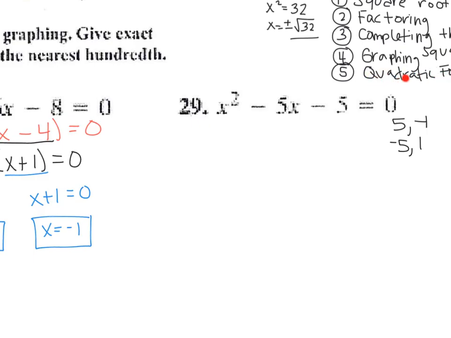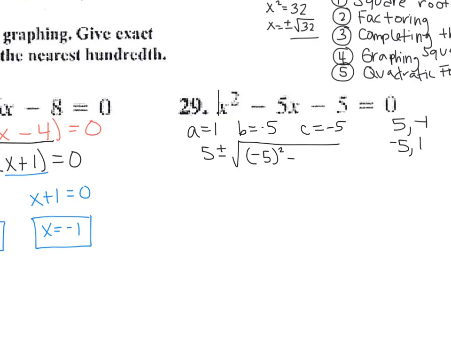Or I could do the quadratic formula. So I'm going to do the quadratic formula. A is 1, B is negative 5, and C is negative 5. So I'm going to do negative b, so 5, plus or minus the square root of b squared, put that negative 5 in parentheses, minus 4 times a, which is 1, times c, which is negative 5, all over 2 times 1. Then I simplify this.